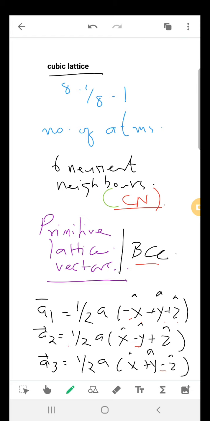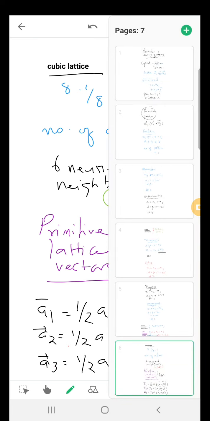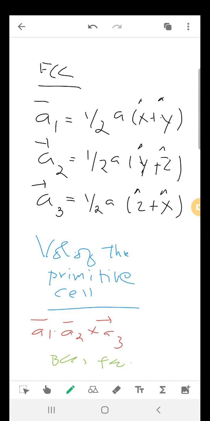Similarly, we can also have the primitive lattice vectors of FCC, where the first one will be x and y, the second one y and z, and the last one z and x. And the volume of the primitive lattice itself for BCC and FCC is this one, a1 dot a2 cross a3.